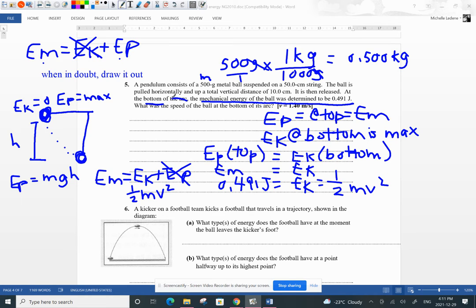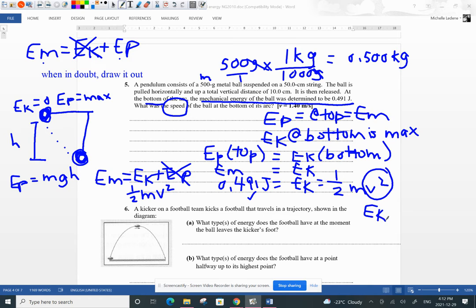So what are we asking to find? We need to find the speed of the ball at the bottom of its arc. So what is the speed of the bob or of the ball once it reaches the bottom here? Well, we know that the mechanical and kinetic are equal to one another, right? They're transformed. We're assuming there's no loss of energy, so mechanical at the bottom is all kinetic. And so we know the mechanical energy. Can we solve for the speed? Yes, we've done a question like this before.